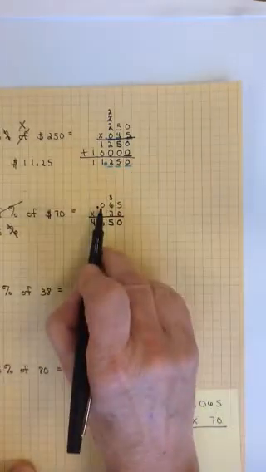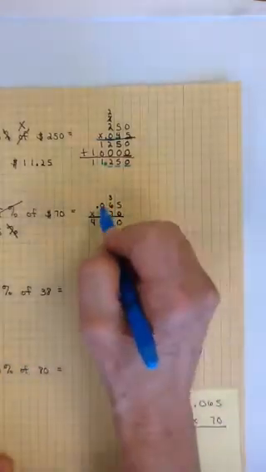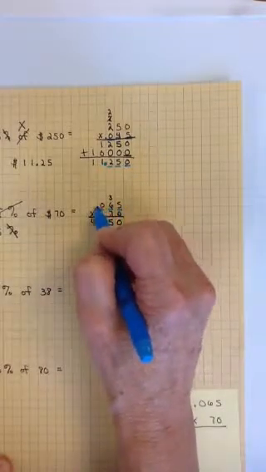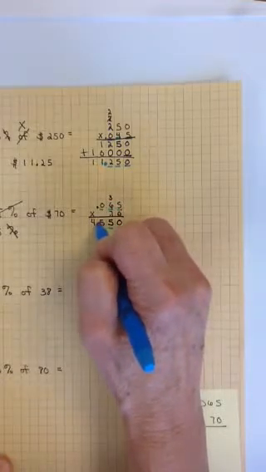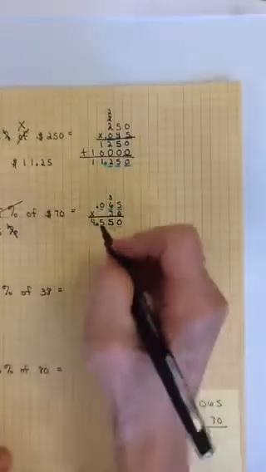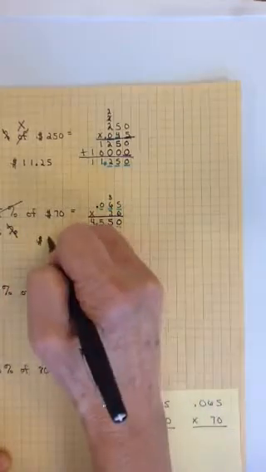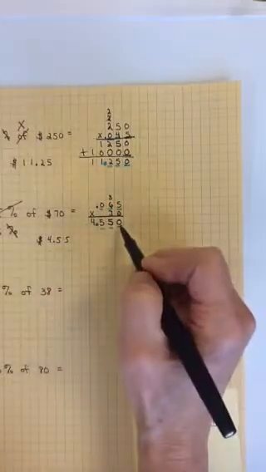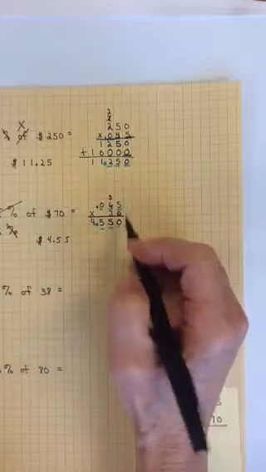And then I place my decimal point in the answer, and I count 1, 2, 3 places after the decimal point in the problem. So in the answer, 1, 2, 3, decimal point right there. So the answer is, since this is a money amount, $4.55, and I'm allowed, for my answer, to drop the final 0.